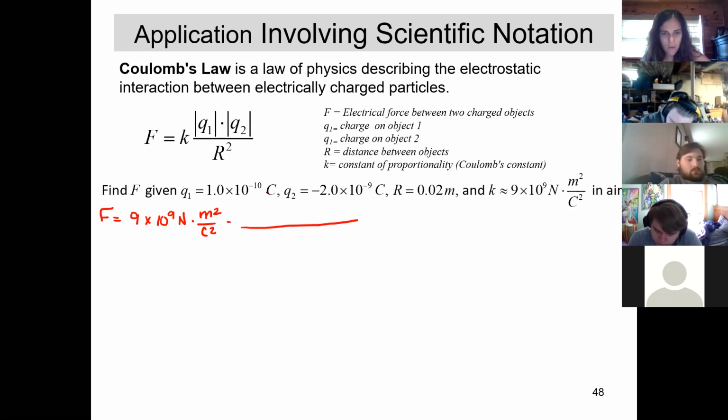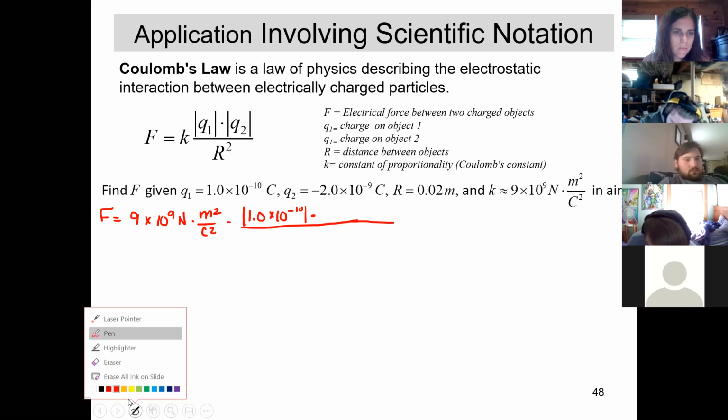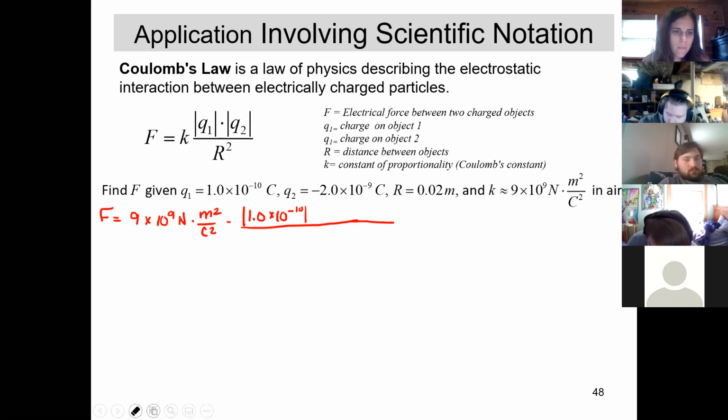the absolute value of Q sub 1. Q sub 1 is 1.0 times 10 to the negative 10. That is positive. I don't really need the absolute values, but I'm going to leave them in there for now. I'll get rid of them in a little bit. I'm going to multiply that by Q sub 2. Do I have my units on that? I forgot my units at the end of that. I think it was C. Right, the unit was C.